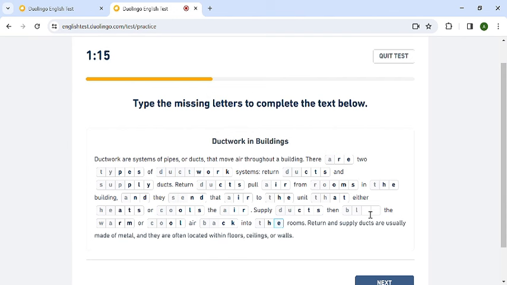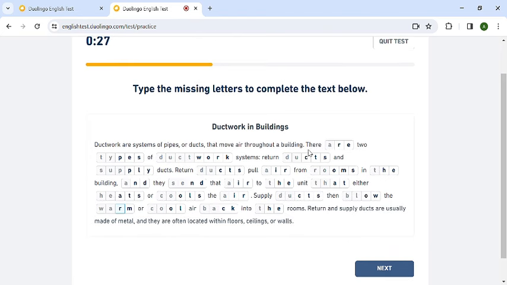Then, how do the supply ducts work? Supply ducts send air to the rooms, and the return ducts pull the air back to the units that heat or cool the air. I think we're correct. Moving on.